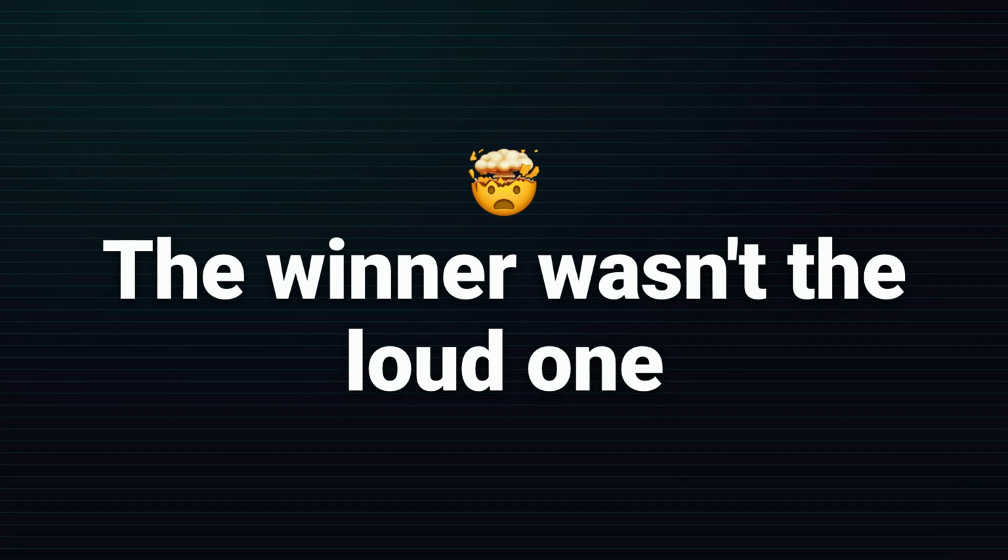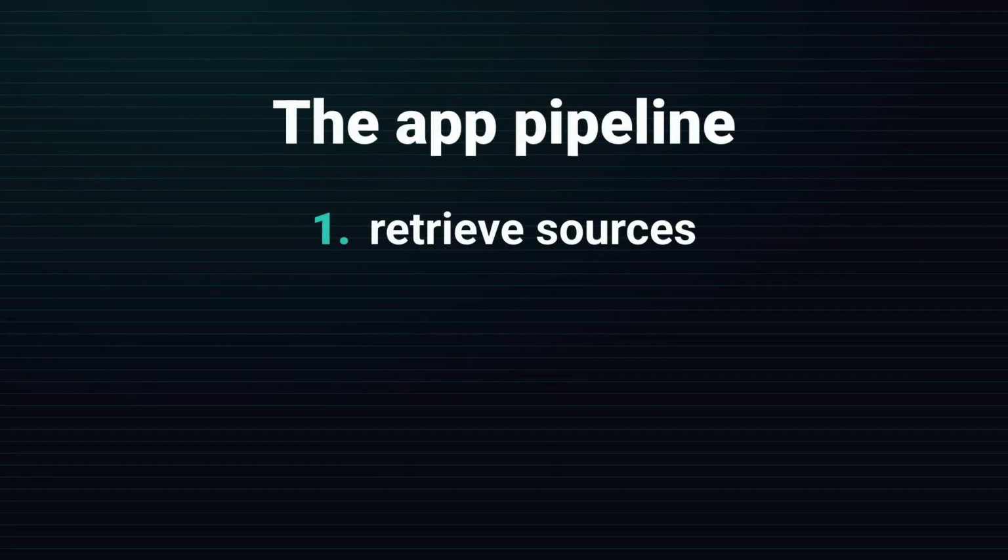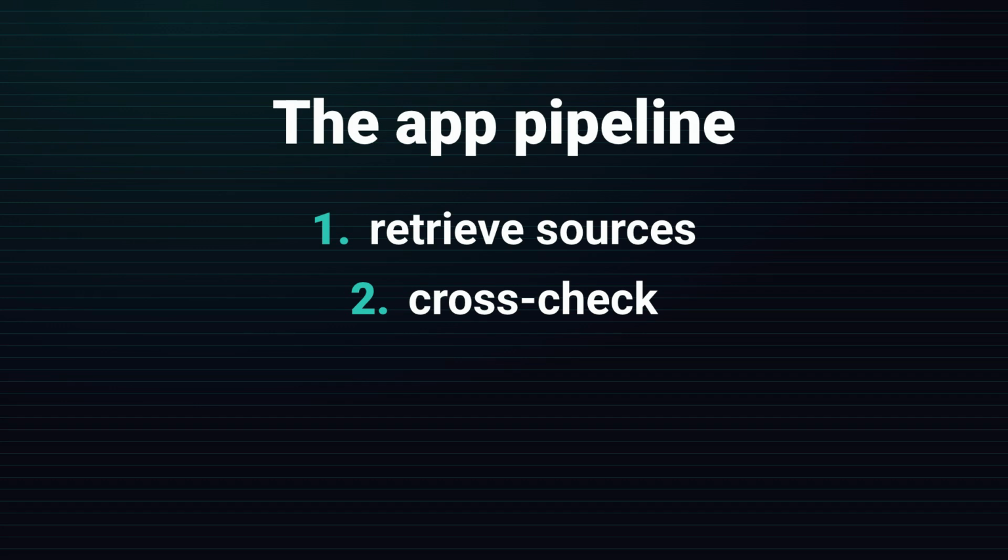Here's the setup. I have a real app in production, a research assistant that pulls from a knowledge base, cross-checks sources, drafts a summary, and hands it off for human review. It works, but the code base had grown into spaghetti.